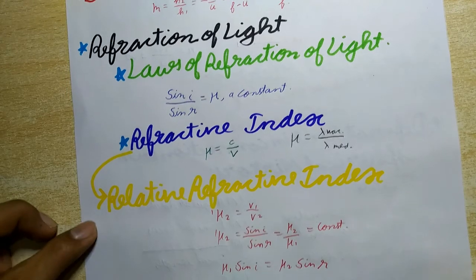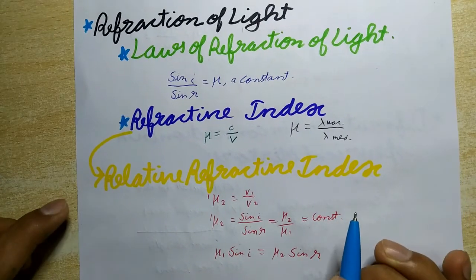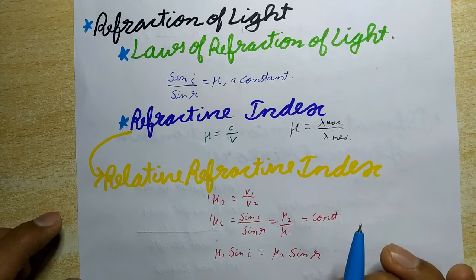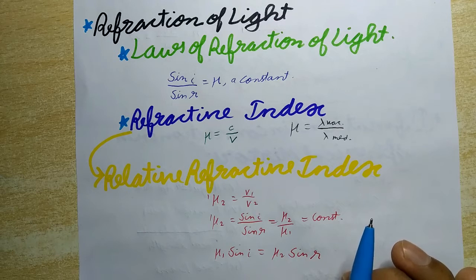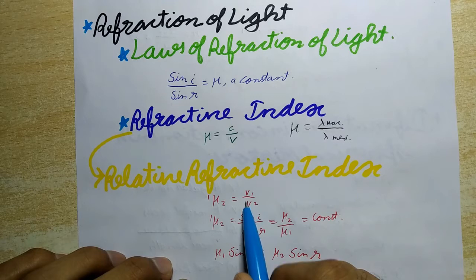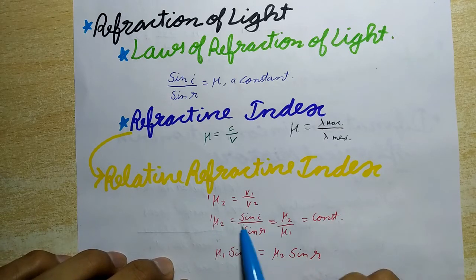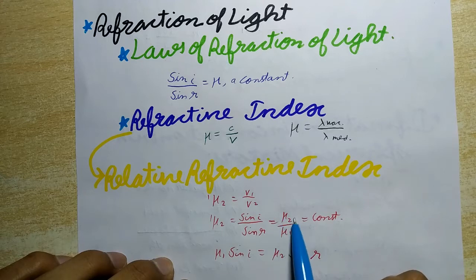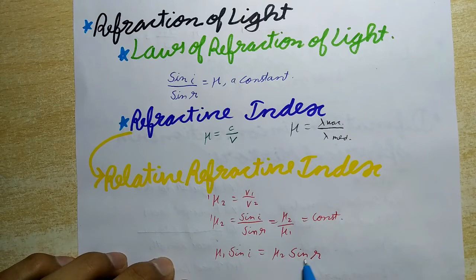Now next is relative refractive index. The relative refractive index of medium 2 with respect to medium 1 is the ratio of the speed of light v1 in medium 1 to the speed of light v2 in medium 2. So 1mu2 is equal to v1 upon v2, and 1mu2 is equal to sin i upon sin r, which is equal to mu2 upon mu1, which is equal to a constant, or mu1 sin i is equal to mu2 sin r.